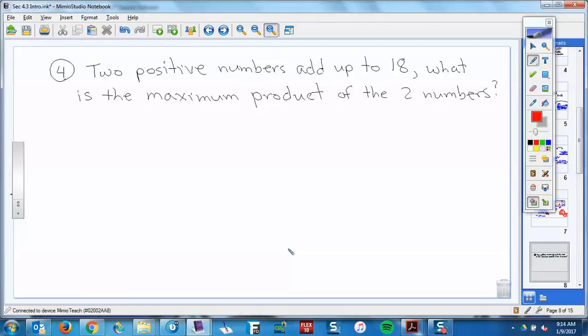Two positive numbers add up to 18. What is the maximum product of the two numbers? Now, I'm guessing some of you might be looking at that and saying, I already know the answer to that. You might. It's 81.